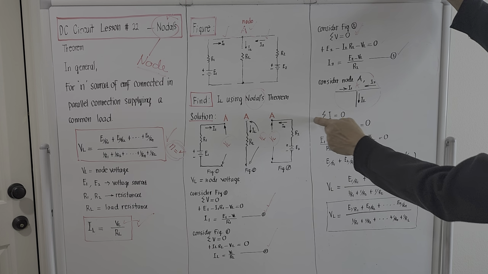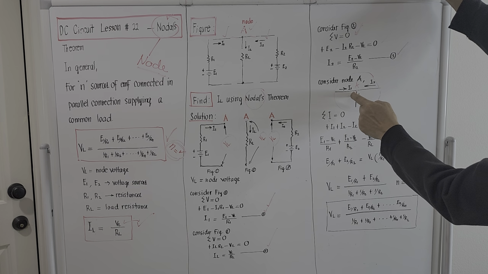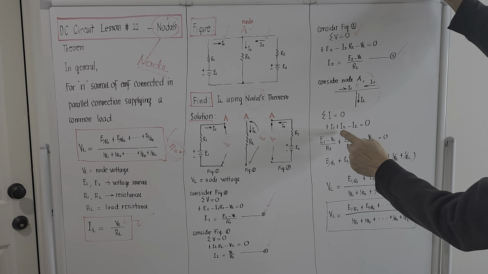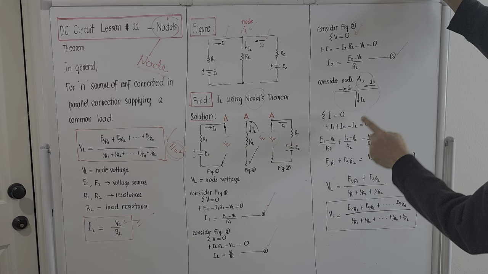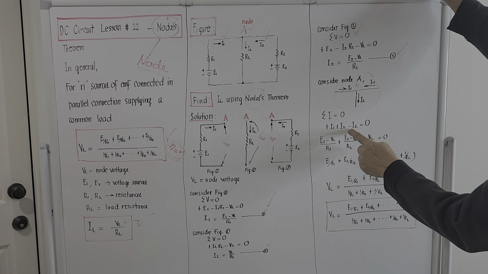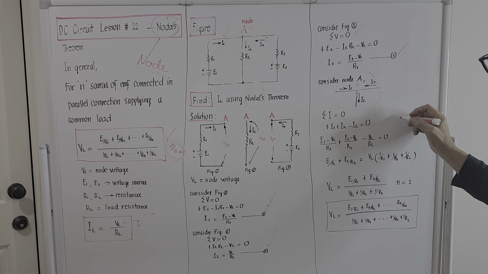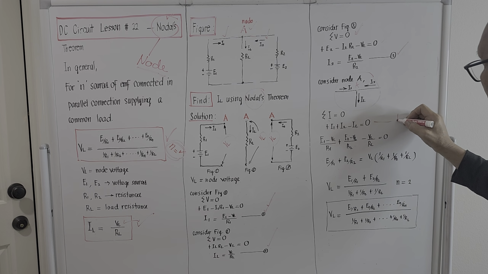So if we take the summation of the current considering node A or junction A: plus I sub 1, current entering is plus, I sub 2 is also entering, leaving is actually I sub L, so this is minus I sub L, and they should be equal to 0. This is actually equation number 2.